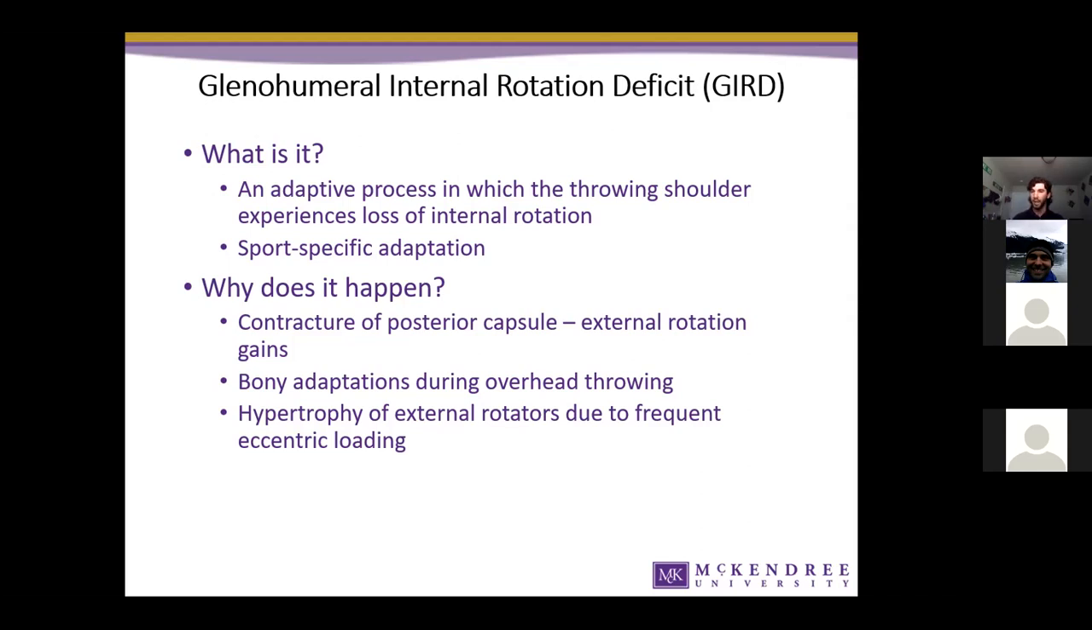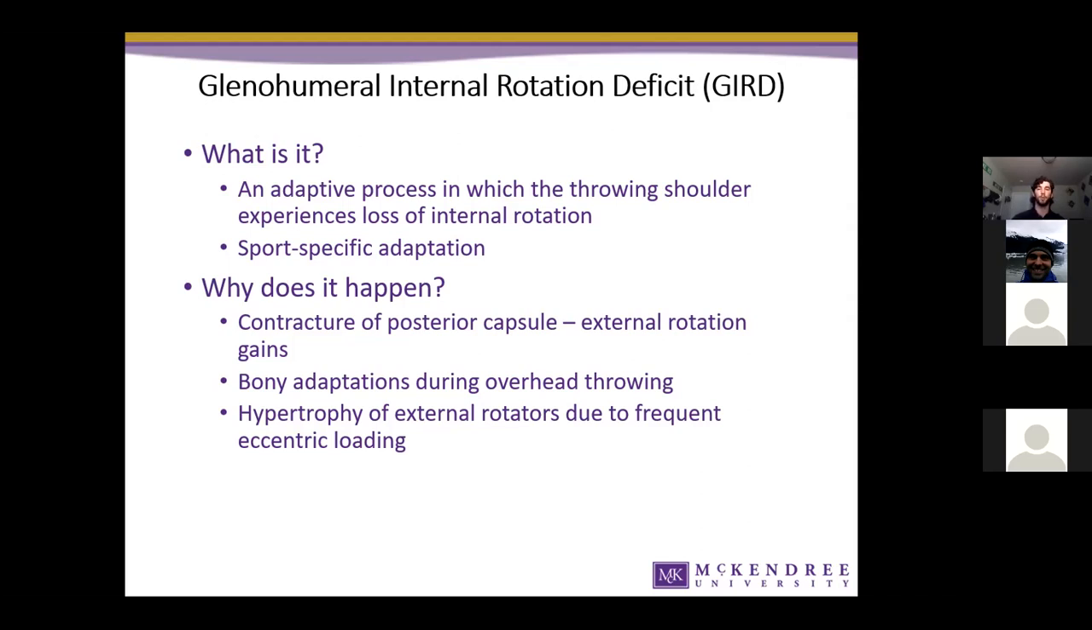Next are bony adaptations of the shoulder. These are very common, common enough to often be talked about. An example would be bone spurs in overhead athletes. They can happen anywhere: in your elbow, in your shoulder, in your wrist. When they happen in your shoulder, the impingement or the pain that you'll experience will make you want to move your arm less.